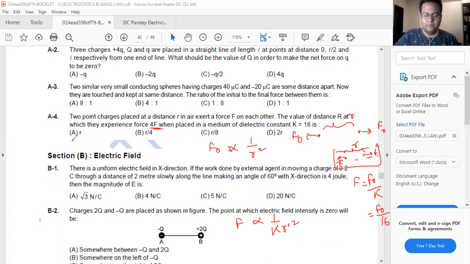तो हमेशा ये ratio proportion types से solve करना best होता है. Instead of writing the entire expression and then solving it, I can write it as F naught by F. Okay, if I write it as F naught by F, what will that be equal to? K into r dash square by r square. Okay, and what do you want F to be? I want F to be 4F.